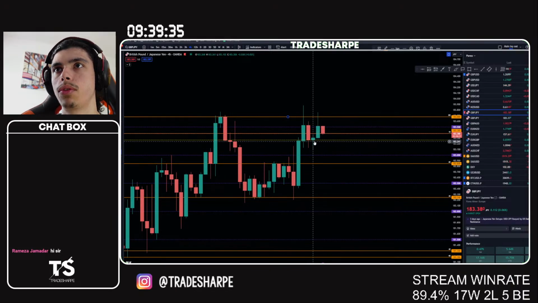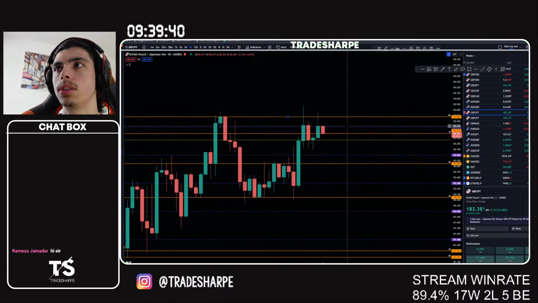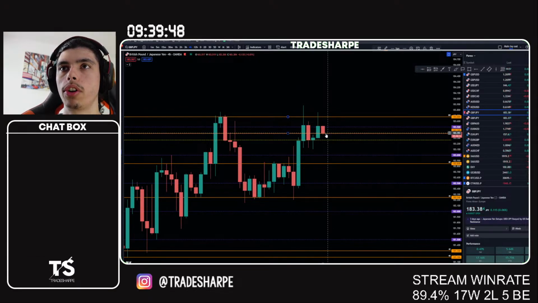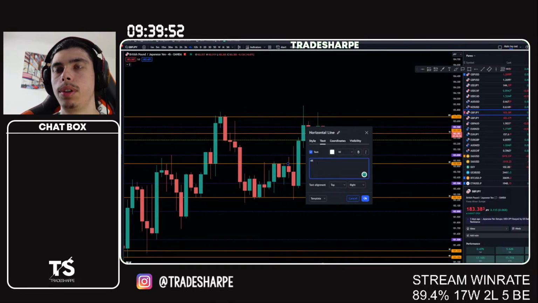Yeah, this is the previous 4-hour support. New 4-hour support is there. That is also a 4-hour resistance. 183.500 is a resistance here, right? And I'll check this 15-minute. I don't think it's relevant anymore. But yeah, that's our range high. So this is our previous range high.